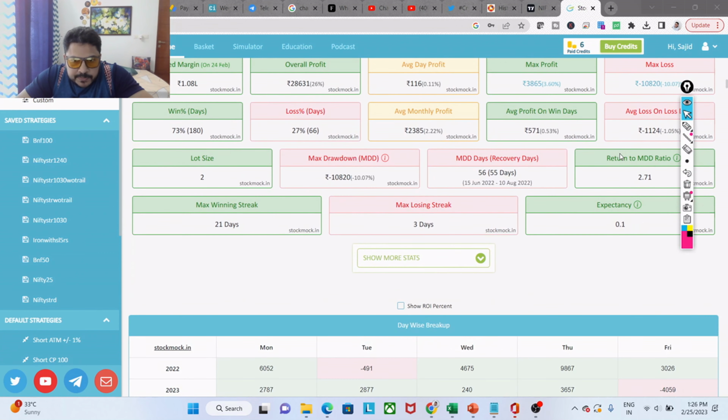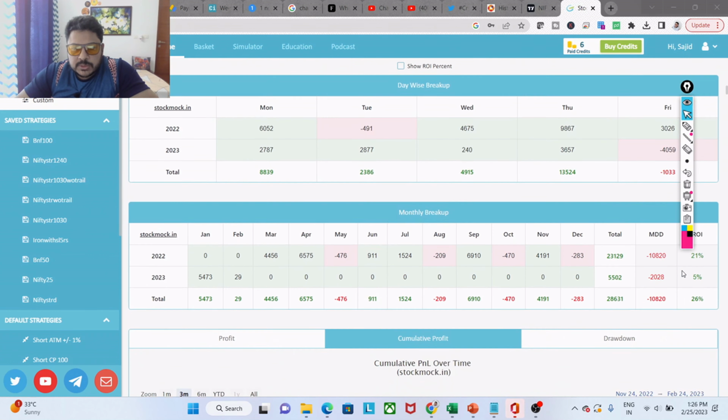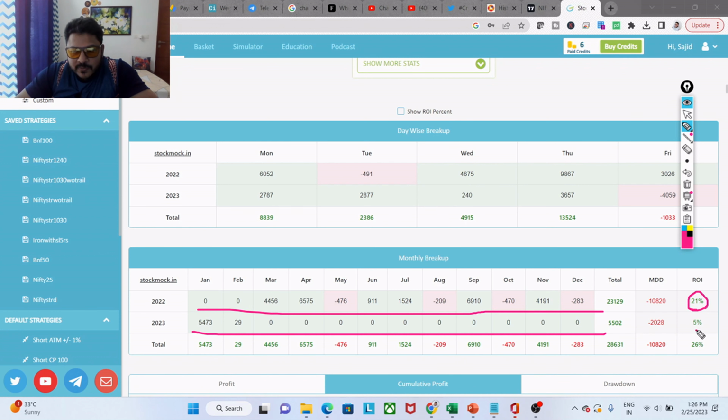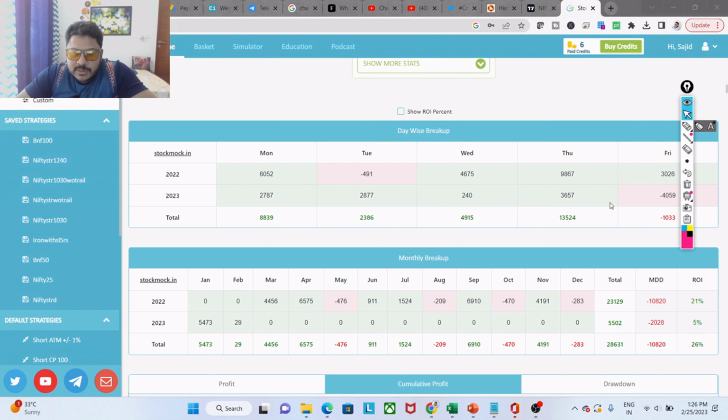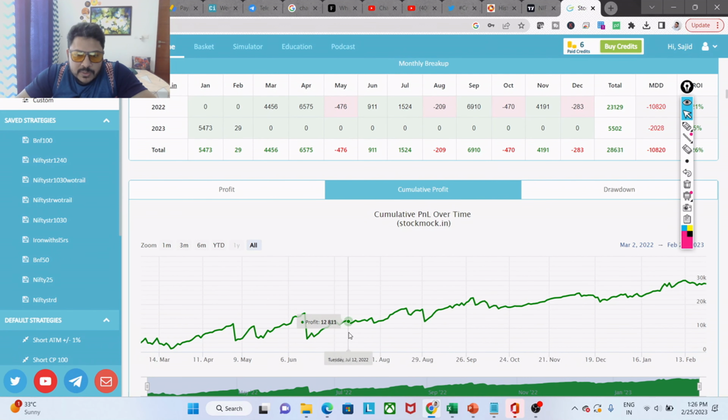Now let's see how it is performing on different days. Monday good profit, Tuesday good profit, Wednesday and Thursday super profit, Friday you're getting an average loss of 1,000 rupees, which is okay. But you see the return on investment is like 21% and 23 is about 5%. So 26% in 2 years you could have made by using this simple strategy. And how is the curve looking? The curve is looking fantastic.